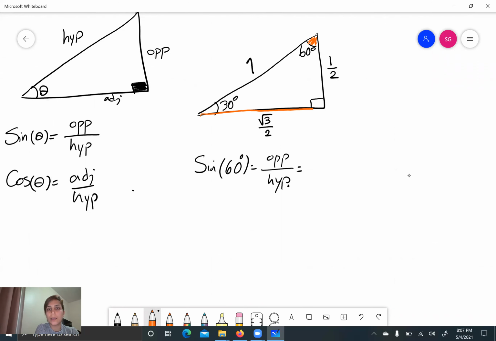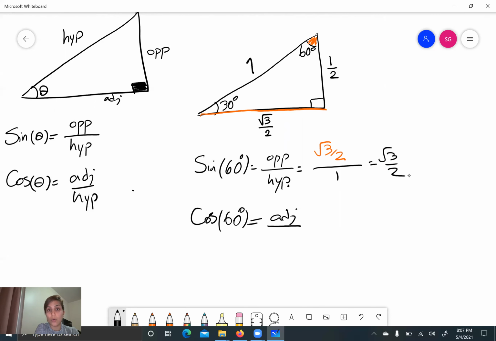It's this one. So it's going to be square root of 3 over 2 divided by 1, which is the square root of 3 over 2. What about cosine? Cosine is the adjacent side over hypotenuse. So what is the adjacent for cos 60? This is 60, right? The adjacent leg or side is this one. So it's half divided by 1. So it's half. You see that?